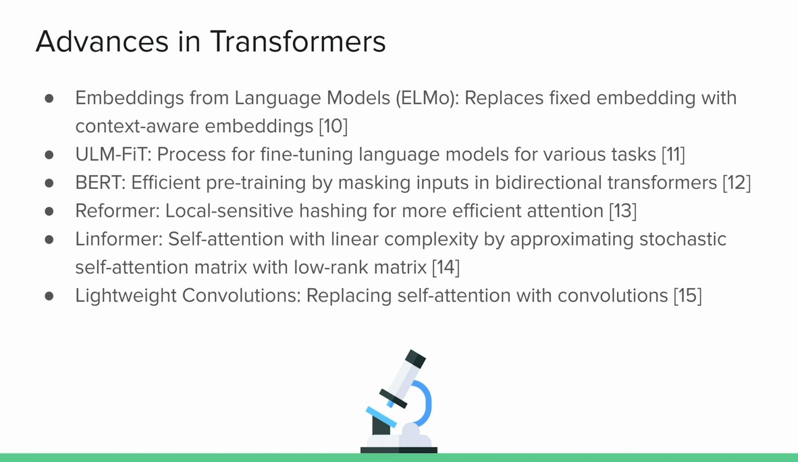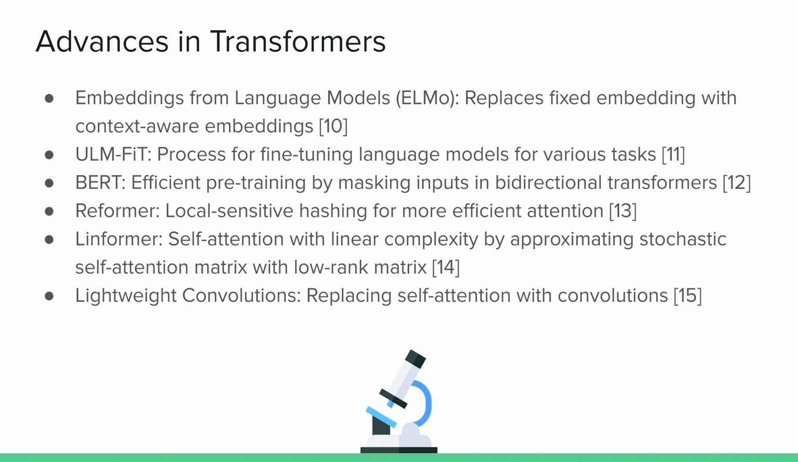BERT is an efficient way to pre-train transformers. One of the ideas that they have in the paper is that they mask their input. So they randomly mask out words and then they ask the network, please tell me what word should come in there. We have Reformer, where we use locality-sensitive hashing for more efficient attention.